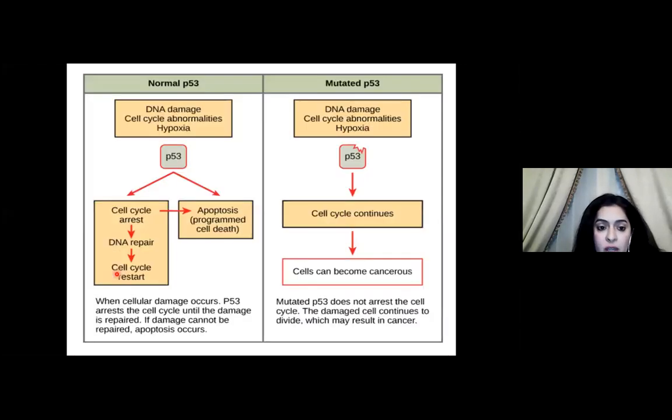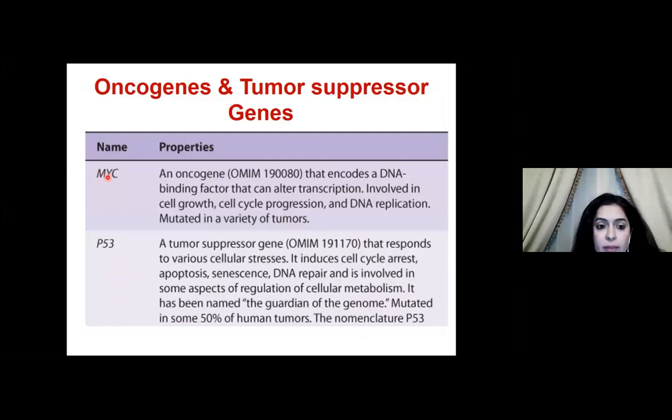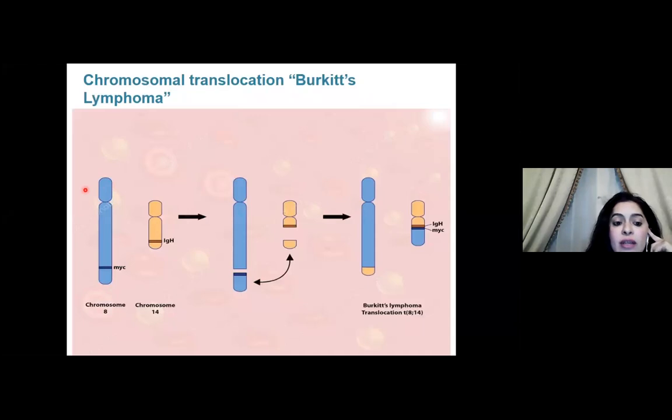If you look over here, we're going to see that we have some types of oncogene. I placed some examples here, like the MYC, which promotes cell growth and increases cell cycle progression and DNA replication. It's mutated in a variety of tumors. So this is an oncogene promoting cell growth. Let's get back: chromosome 8 has the MYC gene, which is a normal proto-oncogene promoting the normal cell growth. And chromosome 14 has the gene for IgG, or immunoglobulin G, for expression of the immunoglobulin G.